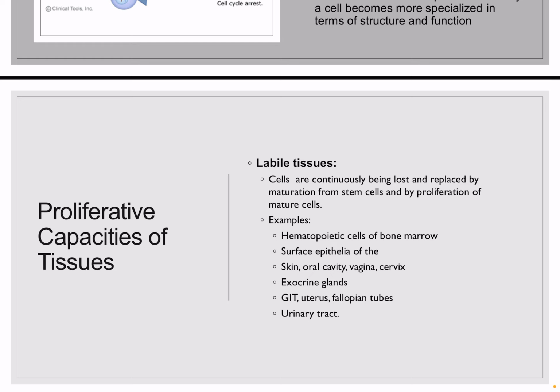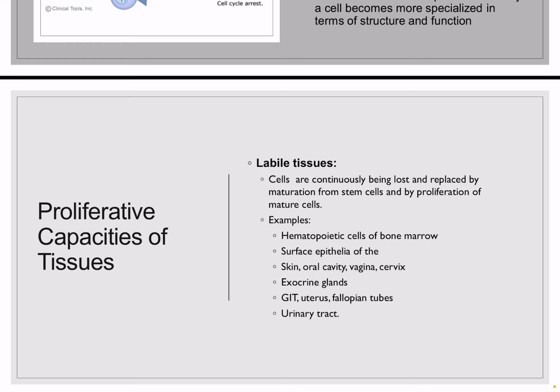So continuously the skin epithelial cells, the epithelium anywhere else in the body, we'll discuss that. All those old cells are dying, the new ones are taking their place. How does that happen? Number one is by maturation of stem cells. We have stem cells at the basal layer. They divide, increase their number, and they differentiate into that specific cell which is dying. Secondly, those specific cells which are not dead start to divide. So these are the two ways: by the maturation of stem cells as well as by proliferation of mature cells.